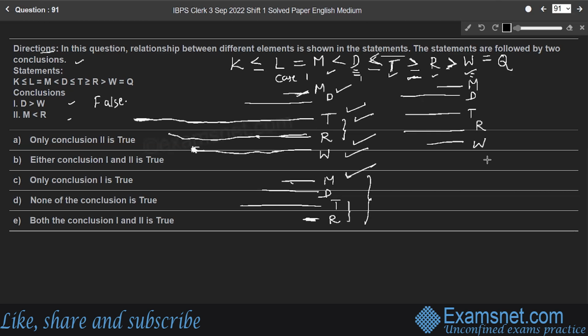In the case I have taken here, all the conditions are satisfied, but M is greater than R. So conclusion 2 is also false. Therefore, neither 1 nor 2 follows. None of the conclusions is true here. Therefore, option D is the right answer.